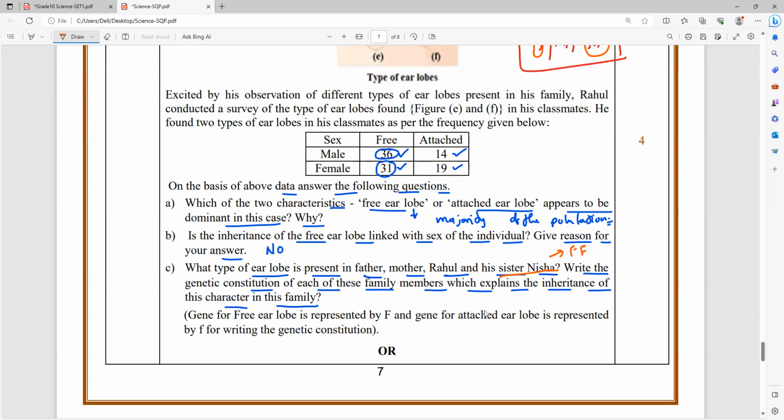Everybody, either capital F or capital F, small f. Understand? Yes, small f or capital F. Clear, everybody? So why are they taking F? They are taking here: the gene for free earlobe is capital F and the gene for attached earlobe is represented by small f. So capital F is indicating free earlobe, and small f is indicating attached earlobe, represented by the genetic constitution.